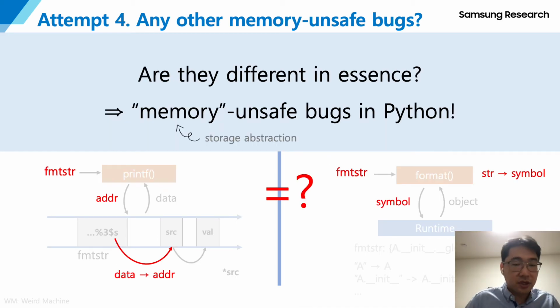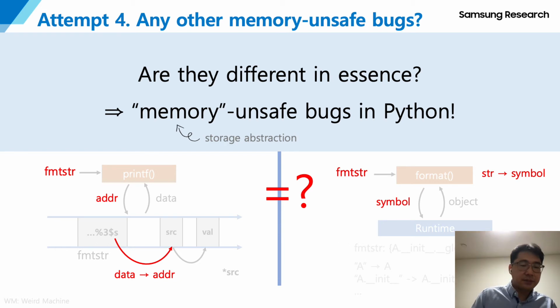According to the discussion so far, do you still think that these two vulnerabilities are essentially different in their nature? If the format string vulnerability is indeed a memory safety issue in C, then can we say this is also a memory unsafe bug in Python? Considering that Python abstracts the memory as an object-based storage, the vulnerability in Python allows an attacker to influence which object to be read, unlike what the developer originally intended.